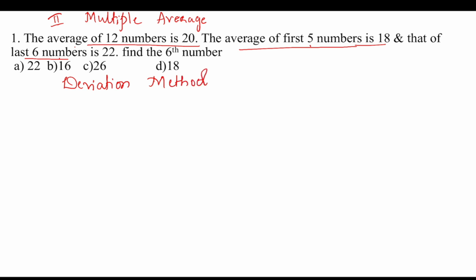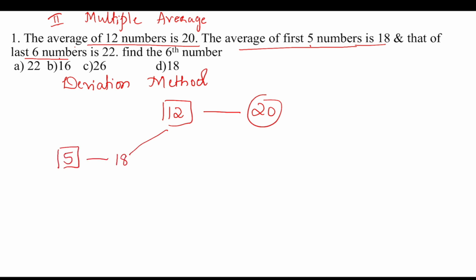Now we know that the average of 12 numbers is 20, they have given. The average of first 5 numbers is 18, they have given. Next, the average of last 6 numbers is 22, they have given.